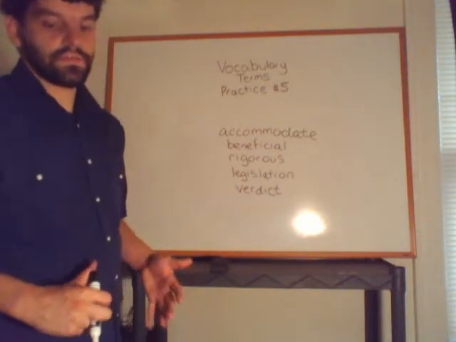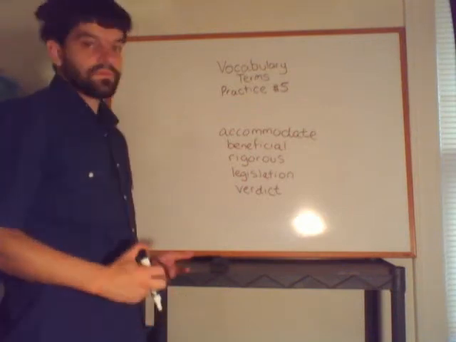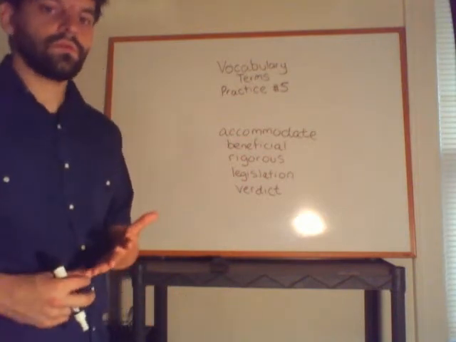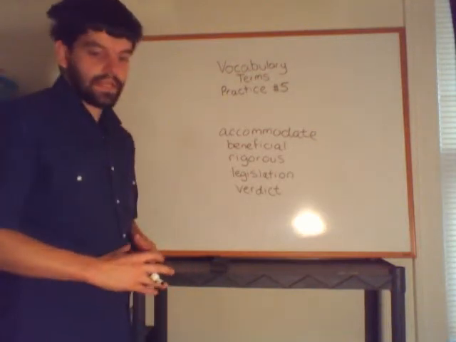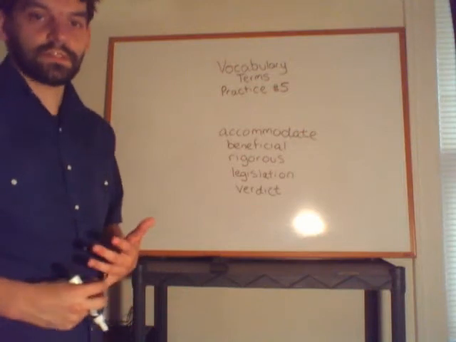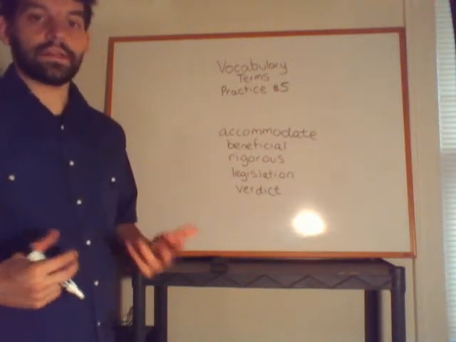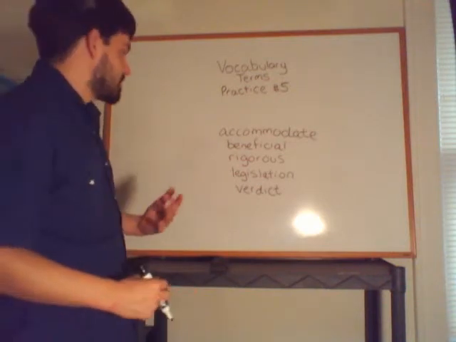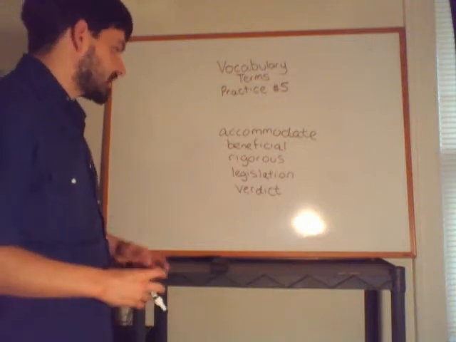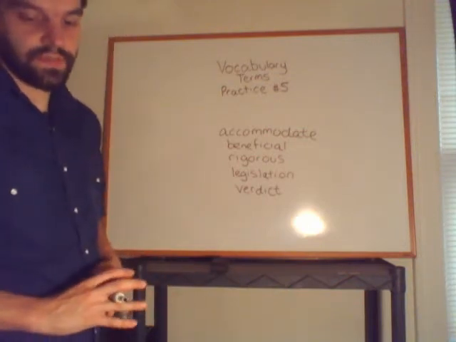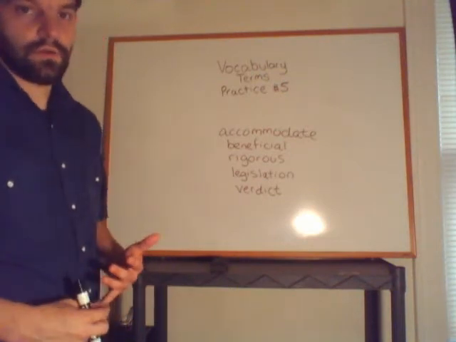Also defined as to fit in with the wishes, desires, or needs of. Beneficial is described as favorable or advantageous, resulting in good. Rigorous is defined as extremely thorough, exhaustive, or accurate of a rule or system, strictly applied or adhered to. A legislation is laws considered collectively. And last but not least, verdict is defined as a decision based on a disputed issue in a civil or criminal case or an inquest.